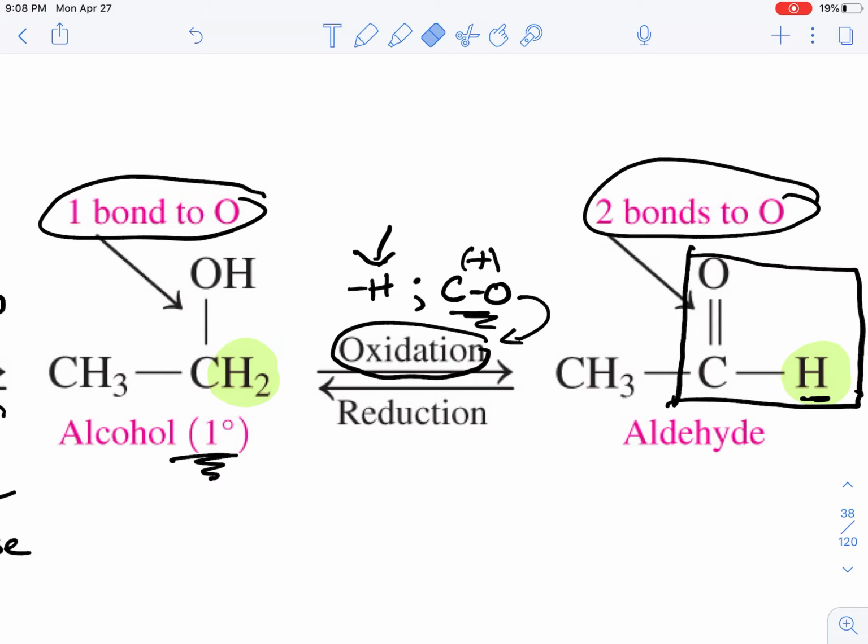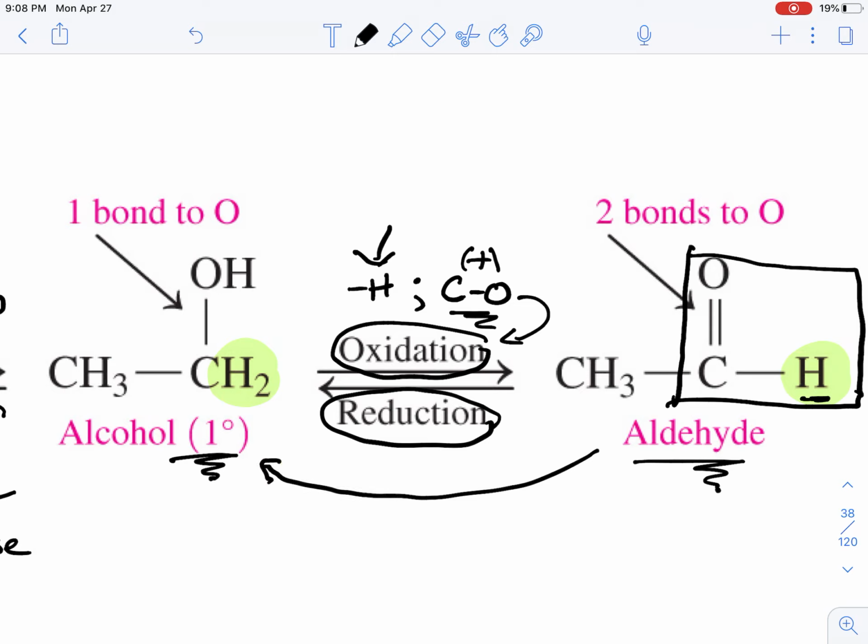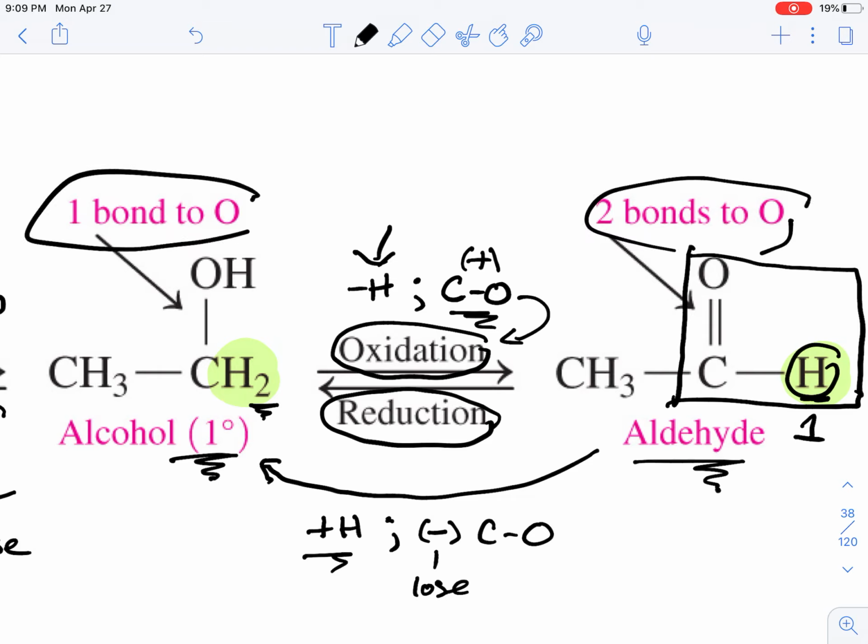And so, what if we look at the reverse reaction? The reverse reaction being a reduction. And so, if we started off with an aldehyde, and it undergoes chemical treatment such that a reduction reaction is going to occur, what's going to happen is that we're going to gain a hydrogen, and at the same time, we're going to lose a carbon-oxygen bond. And so here, if we look at the numbers, we're going from one hydrogen to two hydrogens. That's a gain of a hydrogen. And we're going to lose a carbon-oxygen bond. So we're going from two bonds to one bond.